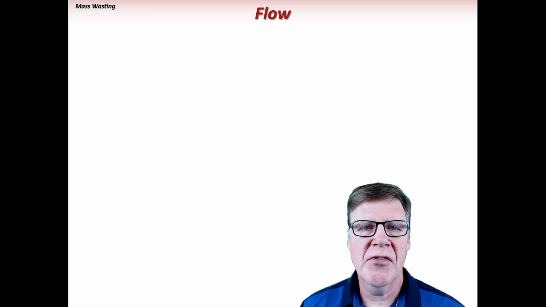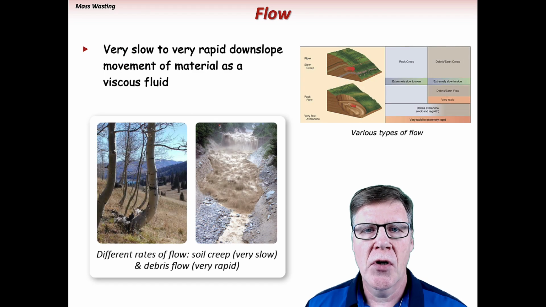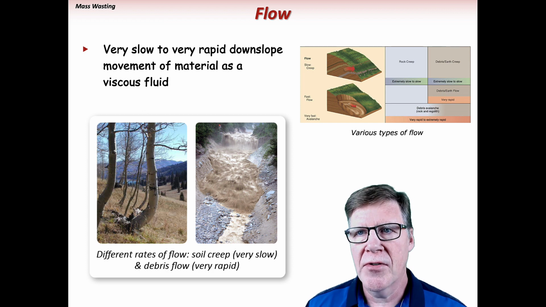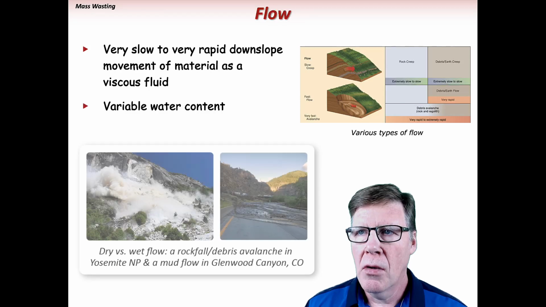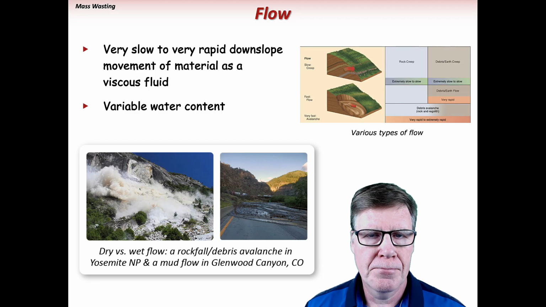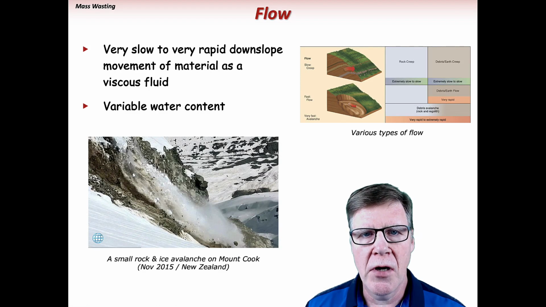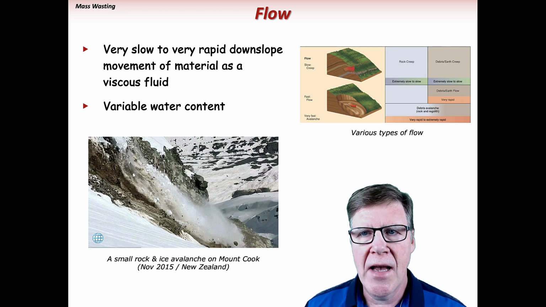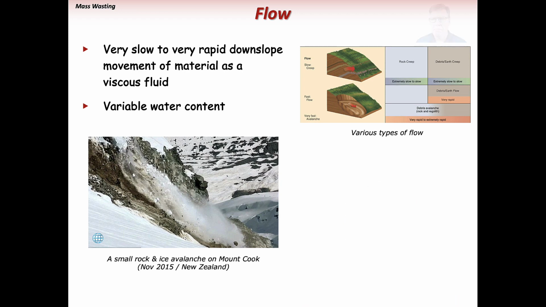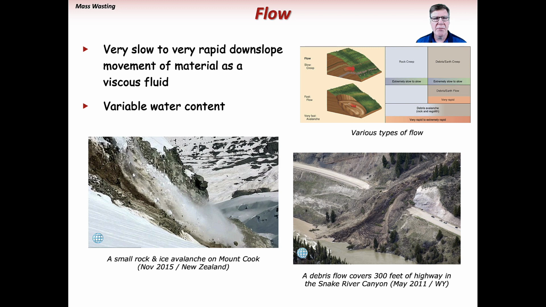Flow involves very slow to very rapid downslope movement of material as a viscous fluid. These range from creep to debris flow to rock and ice avalanche. Water content is typically variable. 2 different examples of flow are shown here. In 2015, this small rock and ice avalanche was caught in the act on Mount Cook in New Zealand. And this debris flow in the Snake River Canyon of Wyoming covered 300 feet of highway in 2011.